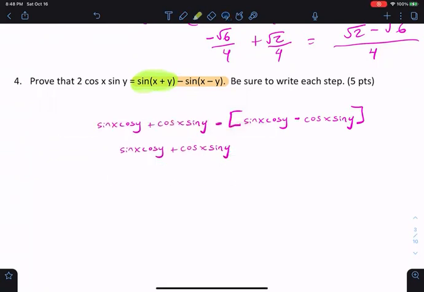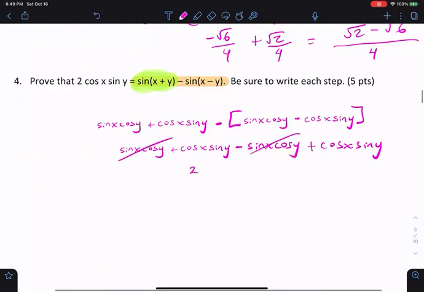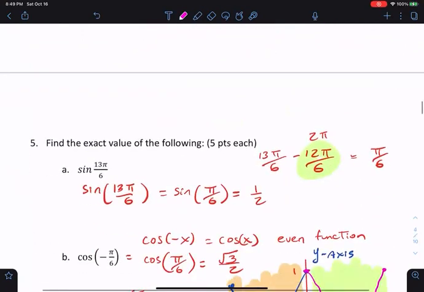And now I'm gonna change the sign. So this is gonna be sine x cosine y plus cosine x sine y. Actually, this is minus, I'm sorry. And cosine x sine y. So these, they cancel because they're opposite, right? And then this is gonna be 2 cosine x sine y. Done. Okay, and that's what you need to prove on the left side. So that's done. Next.